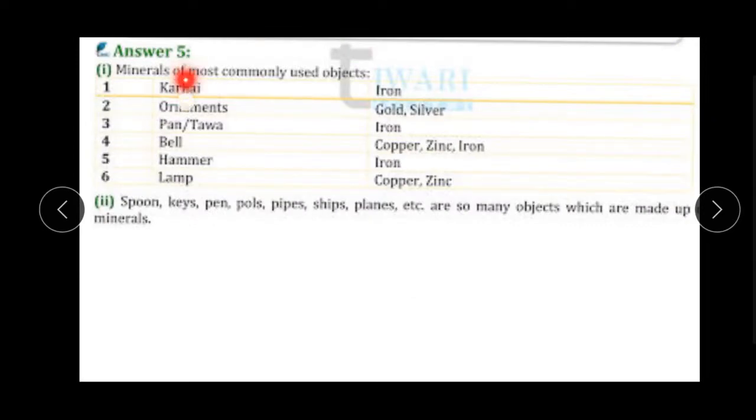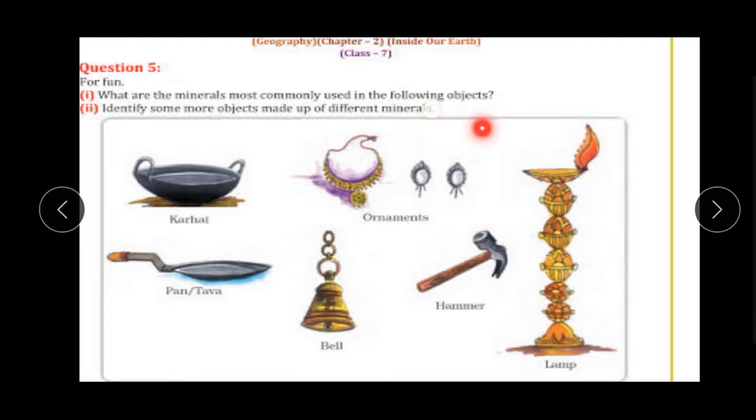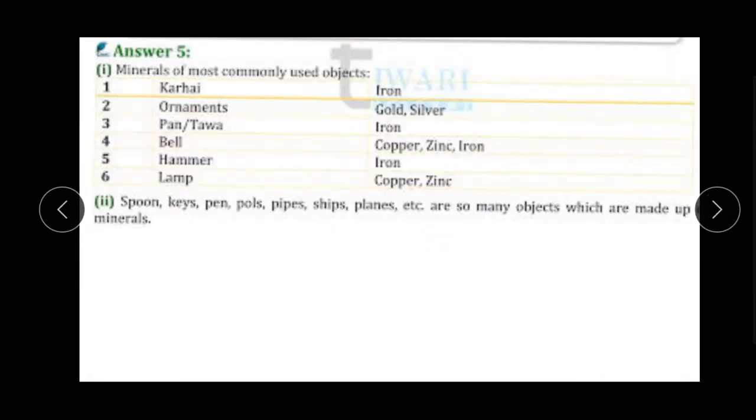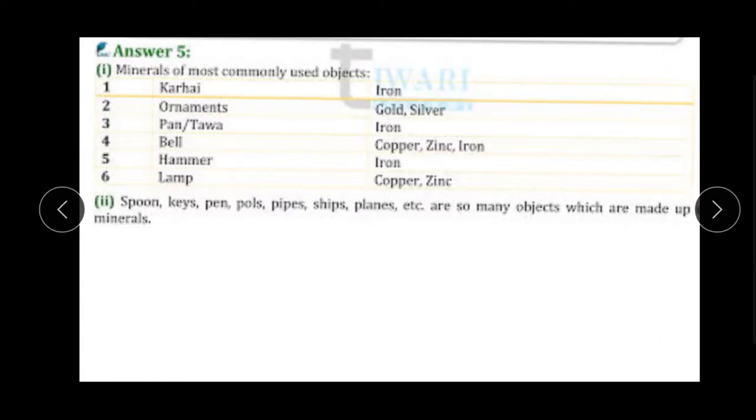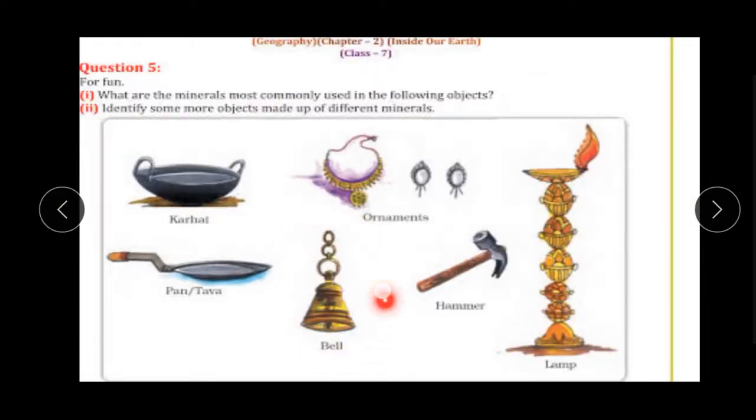Yes. For the karkite, iron is used. Okay, children. The next, ornaments. You can find this very easily, right? The first is made up of gold and the second is made up of silver. These ornaments are made up of gold and silver. Next, pan tawa. What mineral is used? Yes, iron. Next, bell. In this, what mineral is used maximum?